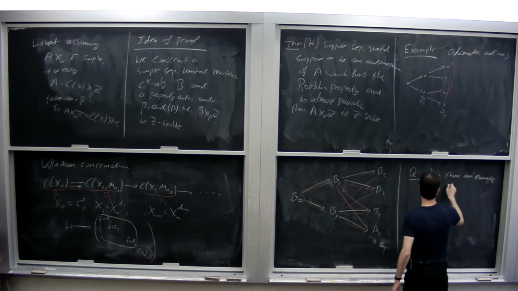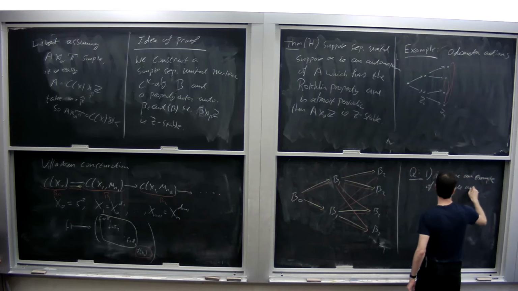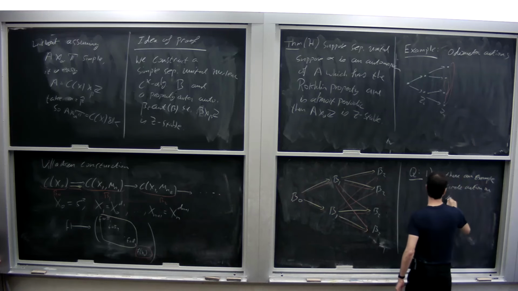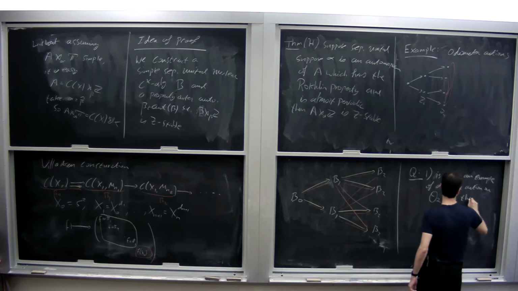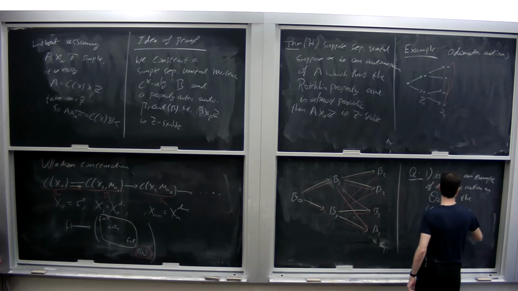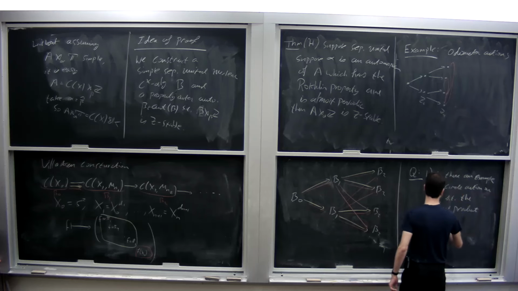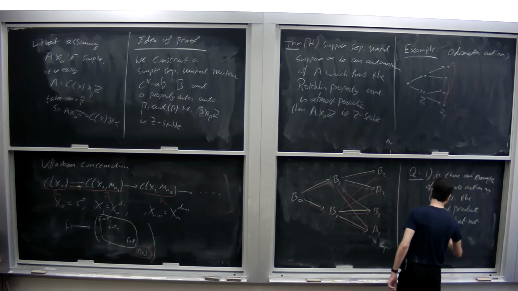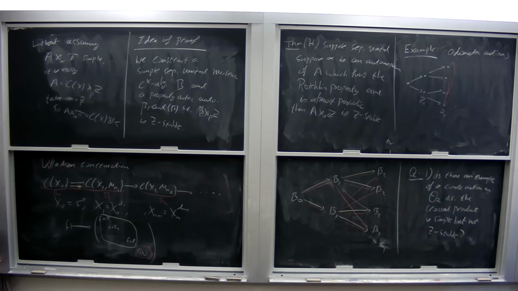of a circle action on O2 such that the cross product is simple but not Z stable? At this point I assume yes, but I don't know.